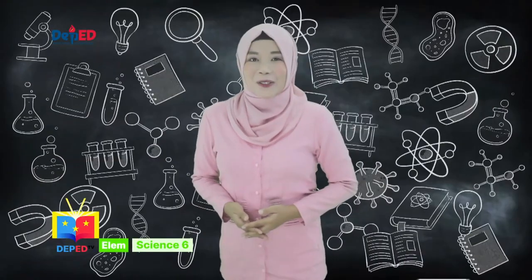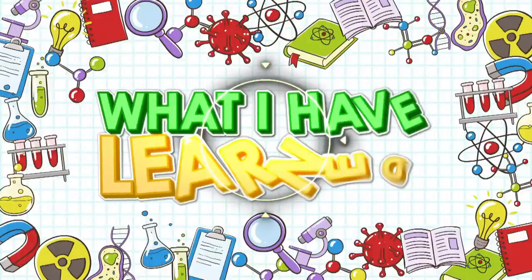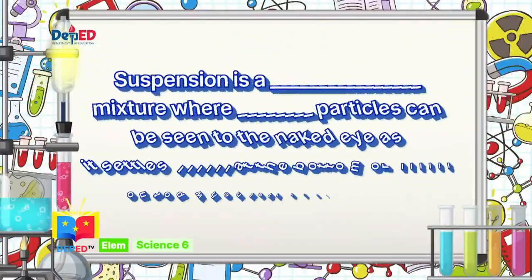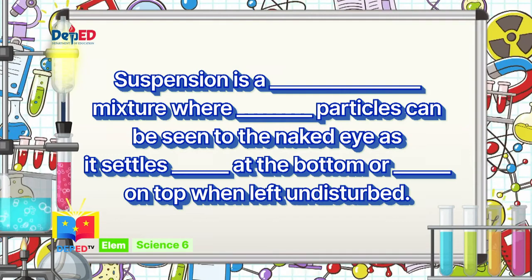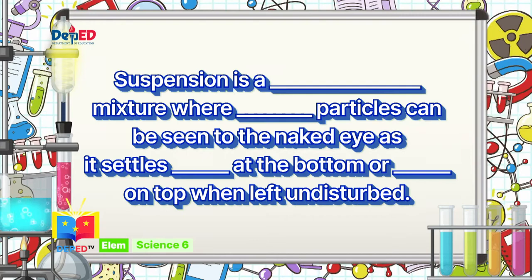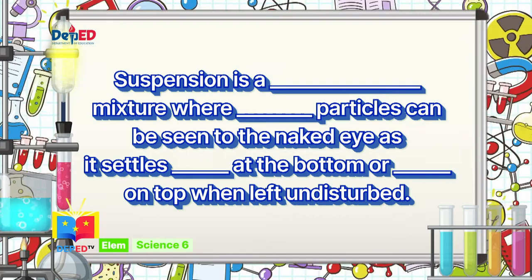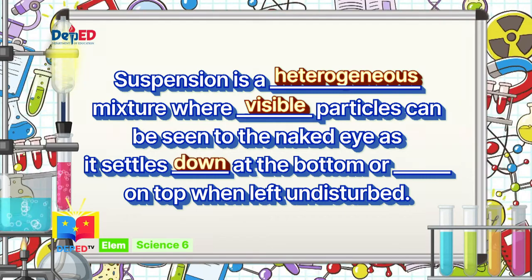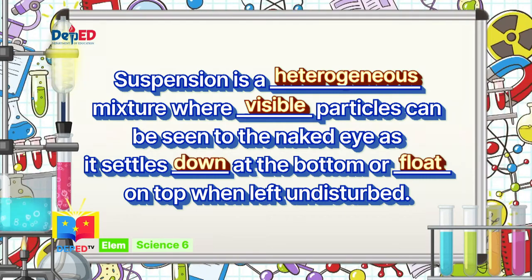Now, let's go to what I have learned. Complete the statement. Do it on your paper. Suspension is a blank mixture where blank particles can be seen to the naked eye as it settles blank at the bottom or blank on top when left undisturbed. Suspension is a heterogeneous mixture where visible particles can be seen to the naked eye as it settles down at the bottom or float on top when left undisturbed.